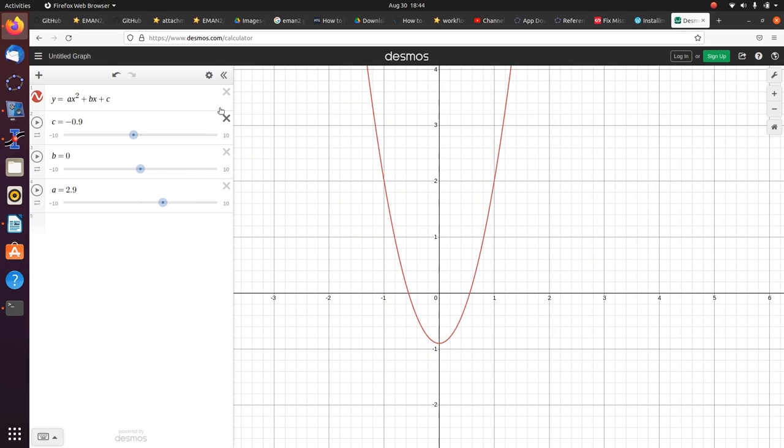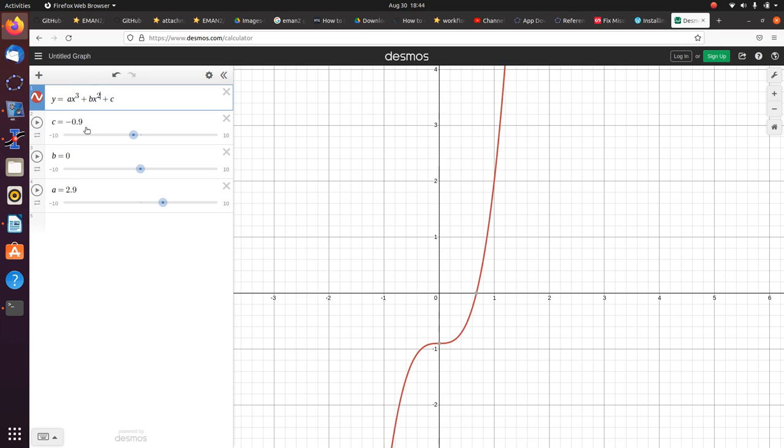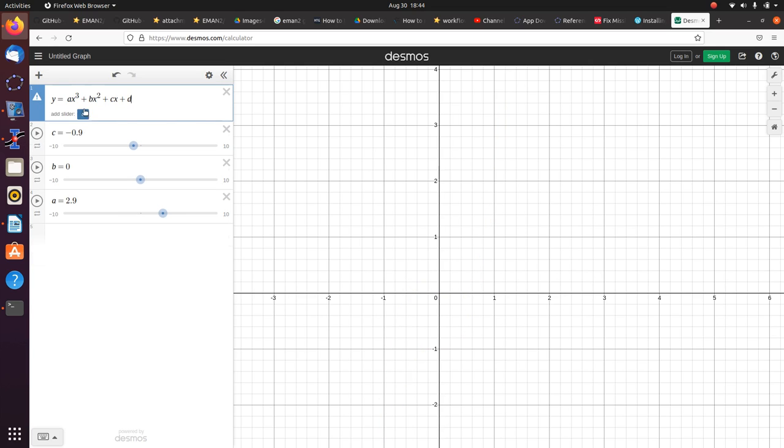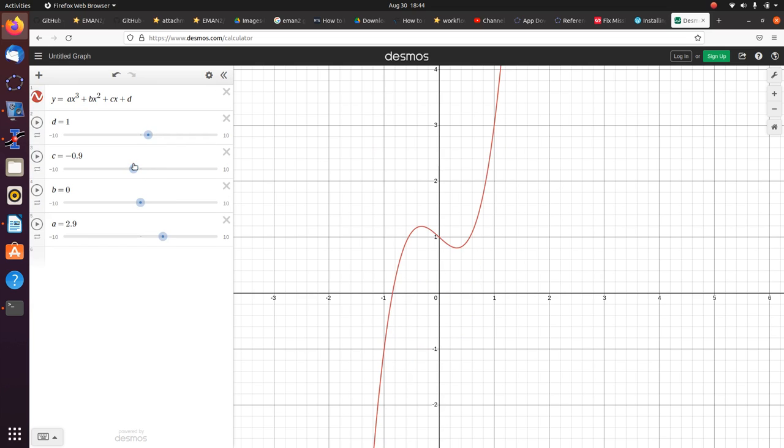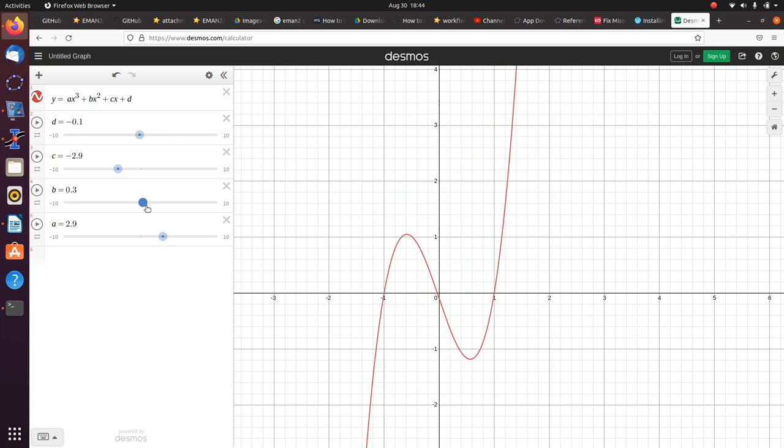There are other kinds of functions as well. We can go one more term here. Let's make this a cubic. So we can play around with these terms, and we can make this cubic slide around and make these valleys narrower or wider depending on how we play with the parameters here. It's very nice.